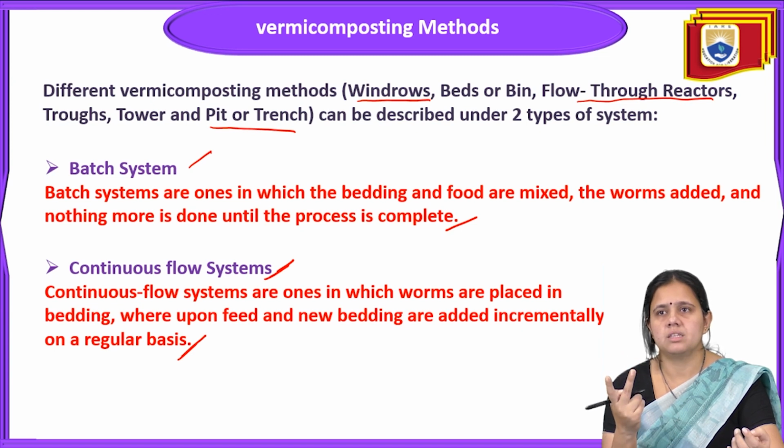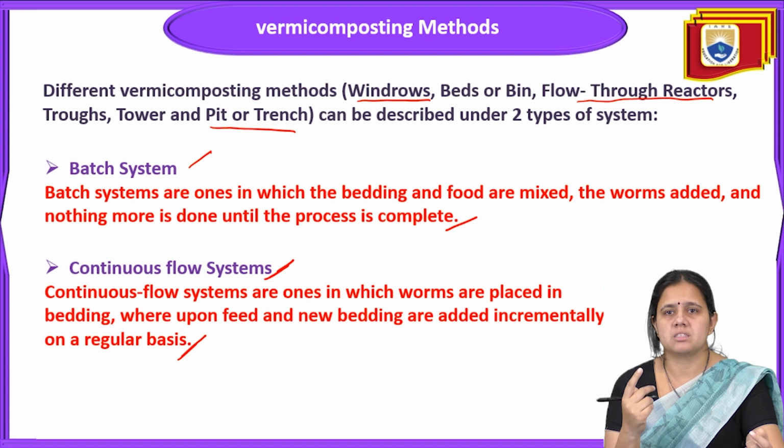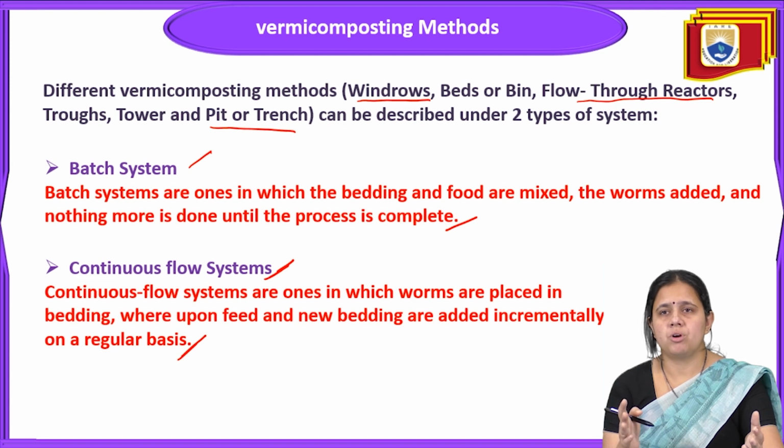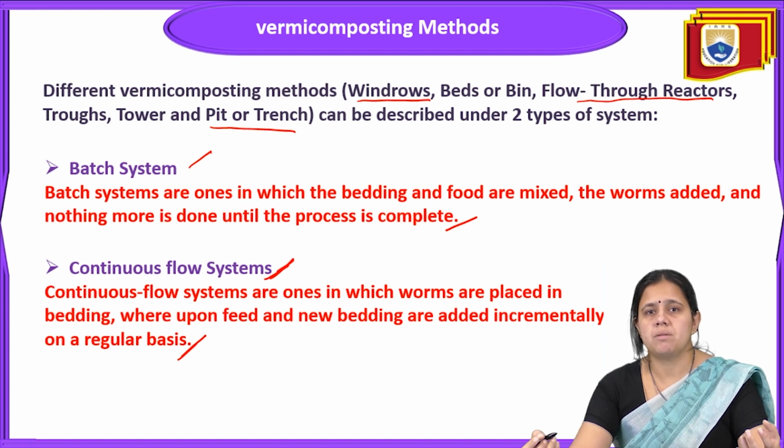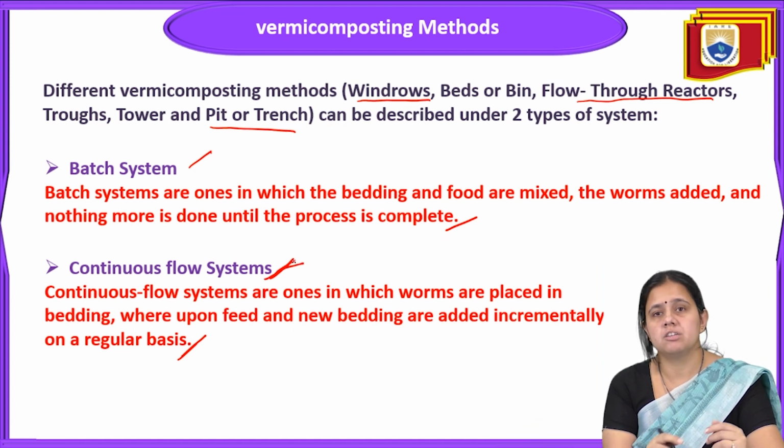So these two methods are there, as I have already explained. First one is the batch system and second is the continuous flow system. In a batch system, only the bedding is provided and the food is mixed, worms are added, nothing more is done until the process is completed. And in the continuous flow system, the worms are placed, and then feed and new beddings are added incrementally. Means with time new beddings will be added. That's why the name is continuous flow method. Means some continuous flow is provided, like with time beddings will be provided and added incrementally on a regular basis.